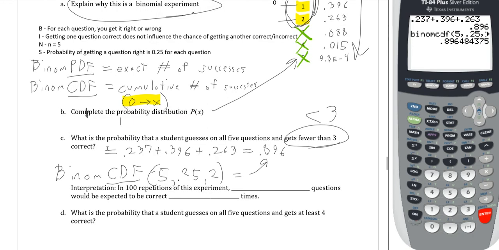Interpreting this, we are going to put it in terms of 100, like we did with probabilities in Chapter 5. So we're going to say, if we did this 100 times, or in 100 repetitions, we would expect fewer than 3 questions, which is what our event was, to be correct. In this case, looking at my probability, 0.896 is roughly 90%. So we'd expect fewer than 3 questions to be correct in about 90 of those trials.